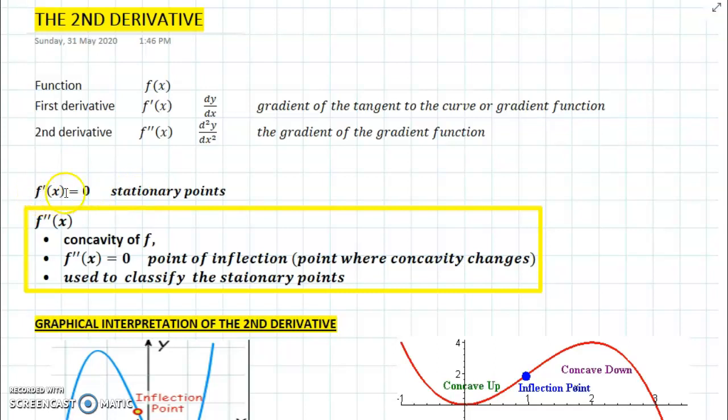Now the first derivative, when you put that equal to naught, then you find the stationary points. So now we know what to do with the first derivative, we know what it means. Let's focus now on the second derivative. The second derivative talks about the concavity of the function f, and I'll explain that now. Also, the second derivative, if you put that equal to 0, you'll get what we call a point of inflection. That's the point where the concavity changes, and it's used to classify stationary points. So let's apply this now and see how it works.